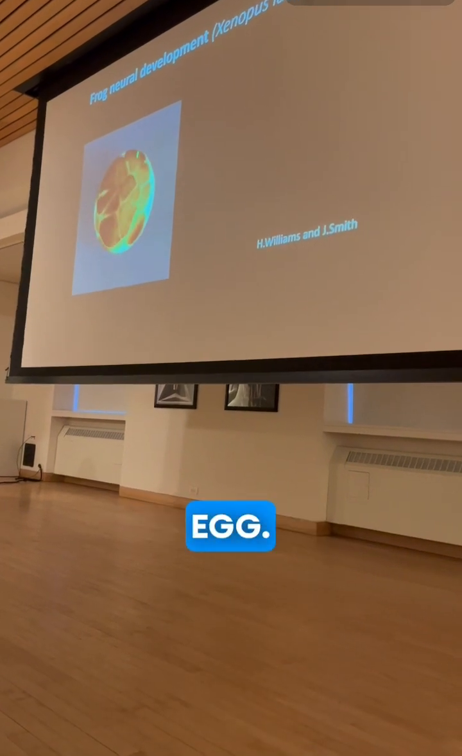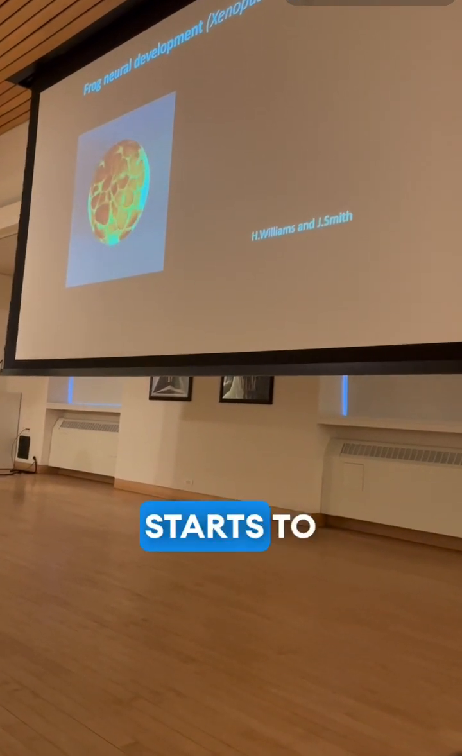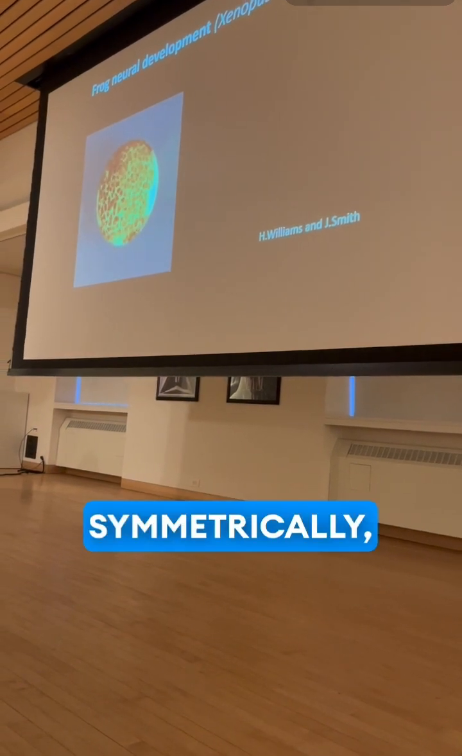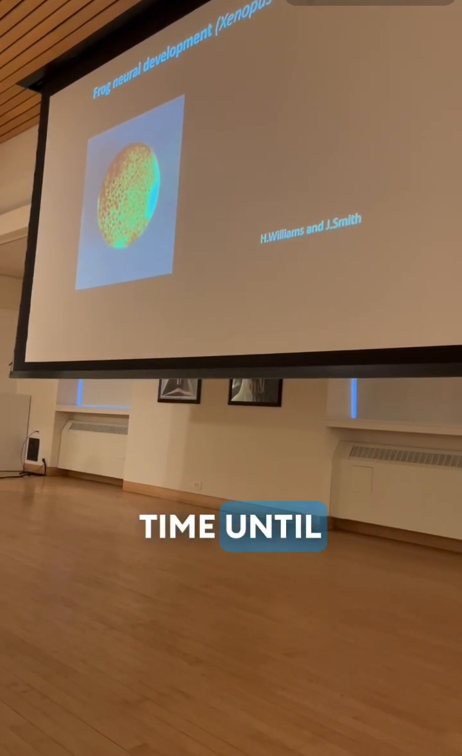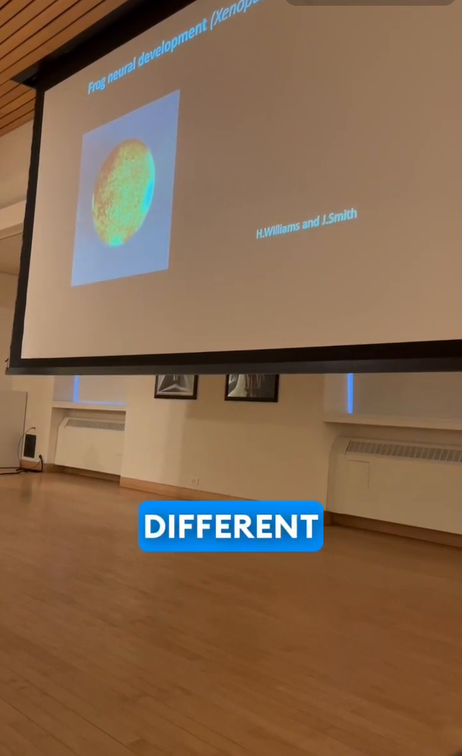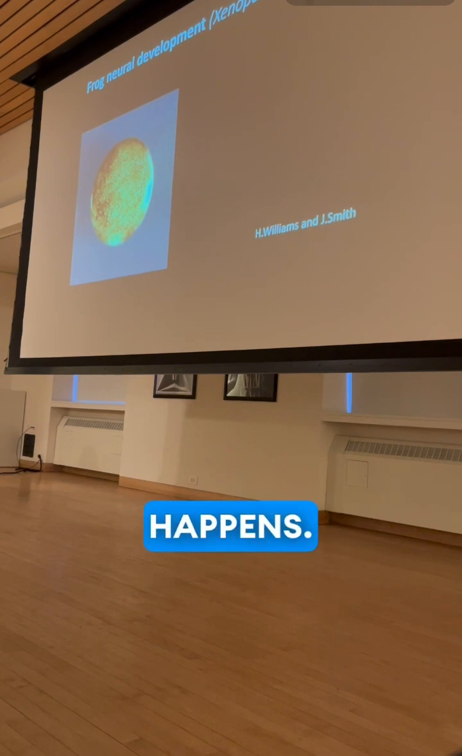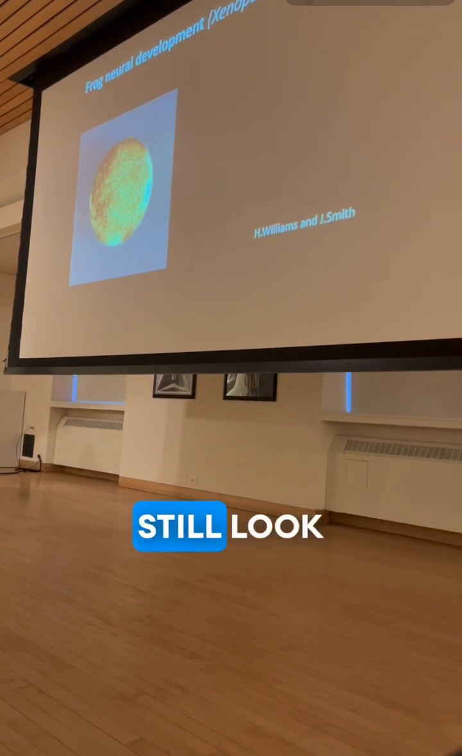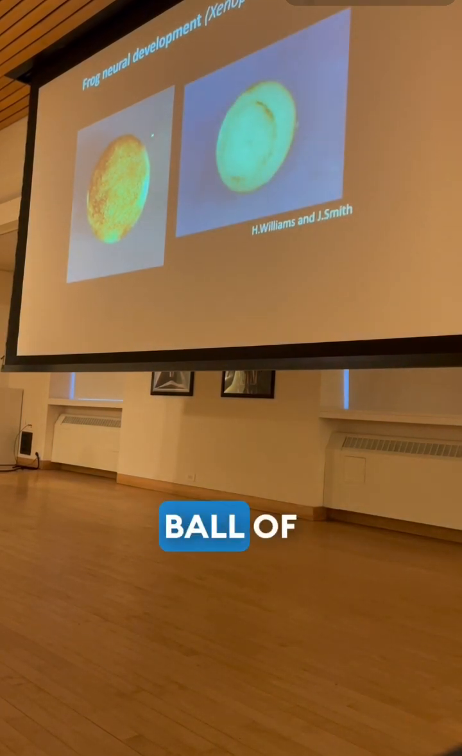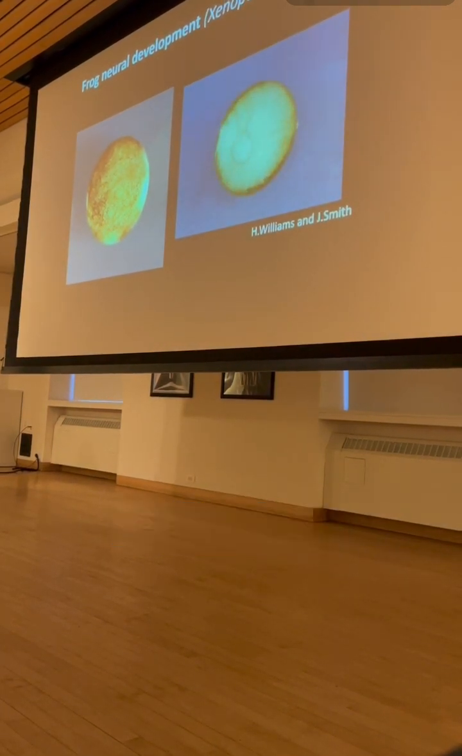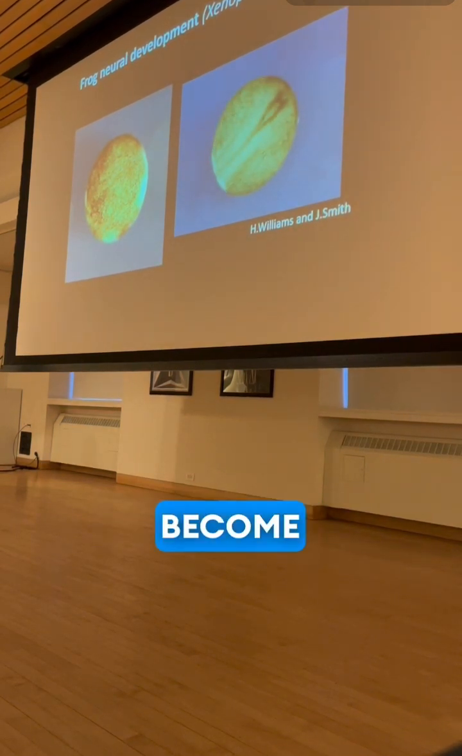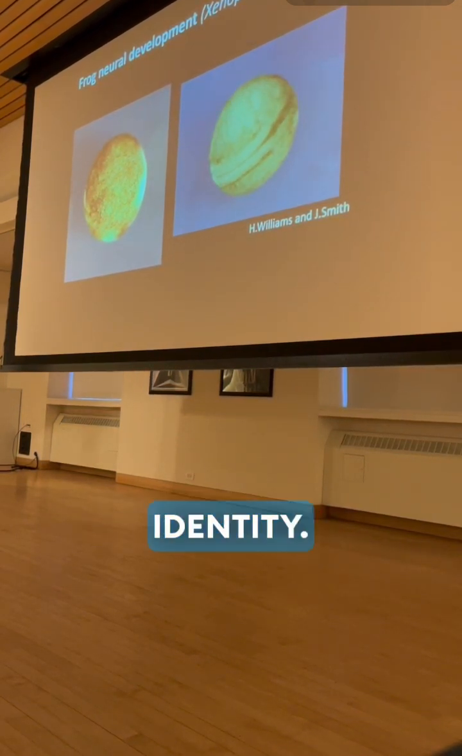And so just to illustrate to you how beautiful this process is, I'll show you this video of a developing frog fertilized egg. You see that the cell starts to cleave. The cells are dividing pretty symmetrically, so they all divide at the same time until they form this ball filled with many different cells. At this point, these cells still look very similar to each other. But then something happens, and this ball of cells starts to undergo gastrulation. This is a process when different tissues become separated and they acquire distinct identities.